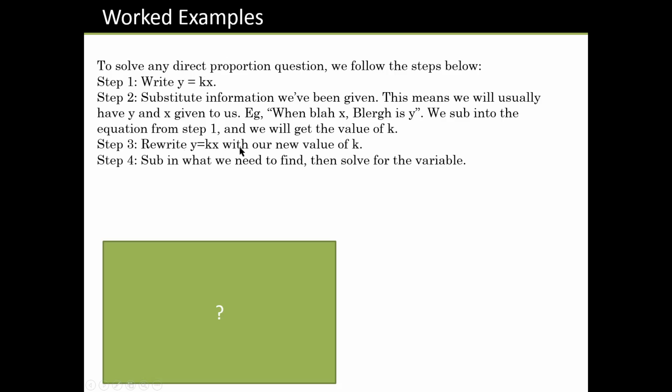We write y is equal to k times x with our new values. Once you have y and you have x, only k is a variable. k is the only letter that will be left. So we can just divide both sides by x, and you'll know what k is equal to. So from step 2, we'll find out the value of k. We just rewrite in step 3, and step 4 we just substitute what we need. And this will become obvious when we do a few examples.